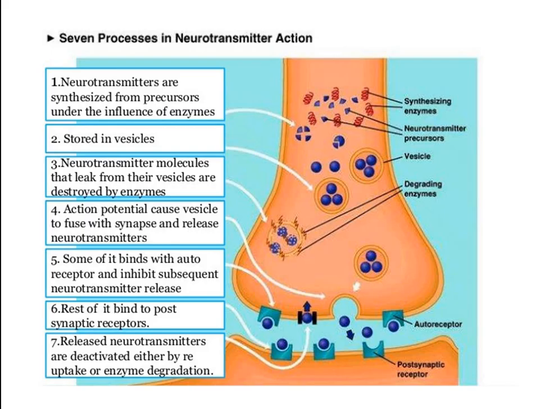signal pathway. Neurotransmitters are synthesized from precursors under the influence of enzymes and stored in vesicles. Neurotransmitter molecules that leak from the vesicles are destroyed by enzymes. Action potential causes vesicles to fuse with the synapse and release neurotransmitter. Some of it binds with autoreceptors and inhibits subsequent neurotransmitter release. The rest of it binds to postsynaptic receptors. Released neurotransmitters are deactivated either by reuptake or enzyme degradation.